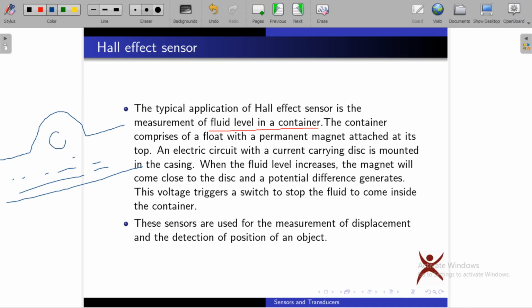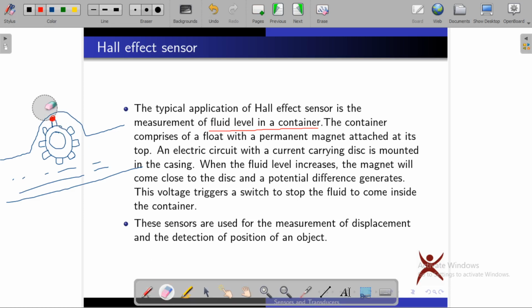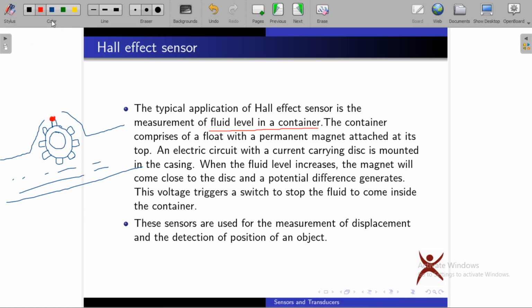Let me have a turbine like this. This is the turbine wheel. The container comprises of a float with a permanent magnet. Here you're going to have the permanent magnet. This is the permanent magnet, attached at its top.